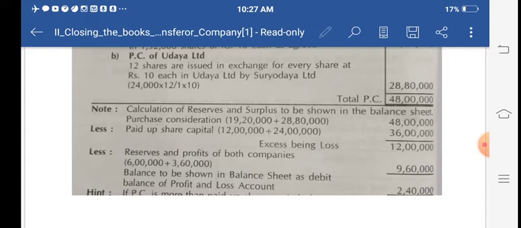Surya Company Limited has 12 lakh plus 24 lakh for Udaya. The total will be 36 lakh. So it means Suryodaya Company is paying rupees 48 lakh to Surya and Udaya Company Limited, and they have 36 lakh share capital, but Suryodaya Company is paying 48 lakh. So the 12 lakh is an excess, a loss for Suryodaya Company Limited.